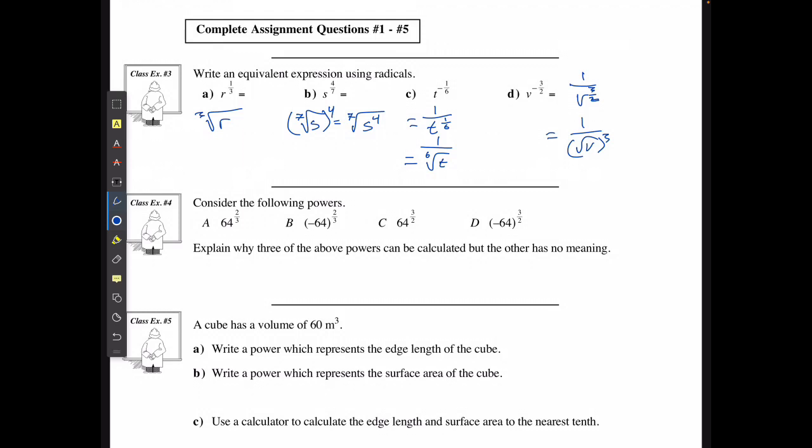Now, when it says explain why 3 of the above powers can be calculated but the other has no meaning, if I put all 4 of these into my calculator, only one of them is going to wind up saying error, or it's just not going to work. And that's going to be example D. And the reason why is if I have an even denominator, I should not have a negative base. We already stated that with the rules. I can't take the square root of a negative, so it's just not going to work.